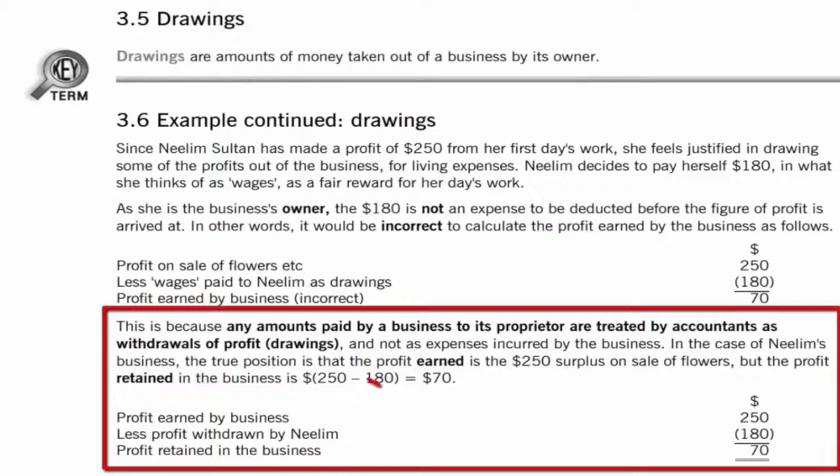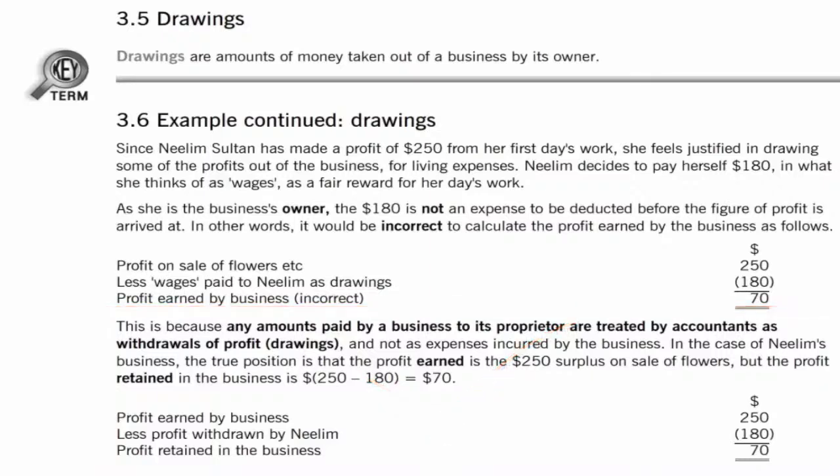This setup shows that the business still earned $250 in profit, but after Neelam took out $180 as drawings, only $70 remains in the business. That $70 is now the retained profit, the profit that stays in the business and increases Neelam's equity in it.